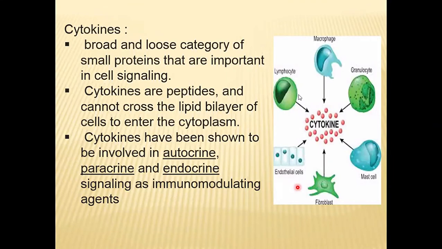Okay, so what are cytokines? These are a broad and loose category of small proteins that are important in cell signaling. A lot of cells will produce cytokines. Cytokines are peptides, and they cannot cross the lipid bilayer of the cell to enter the cytoplasm. They have been shown to be involved in autocrine, paracrine, and endocrine signaling as immunomodulating agents. I think in histology you have learned what autocrine, paracrine, and endocrine are.